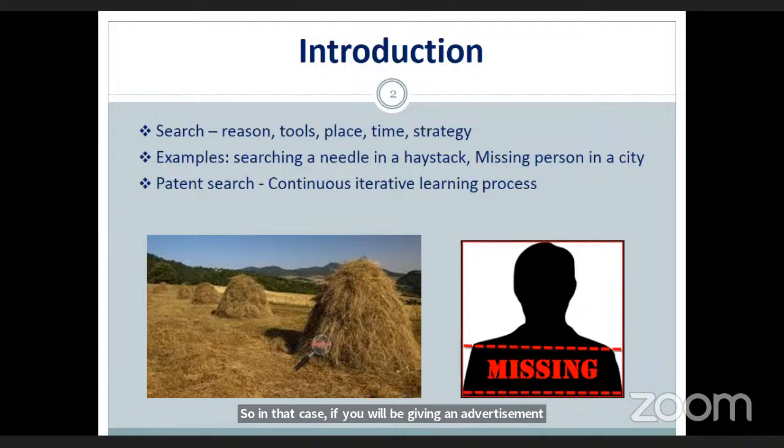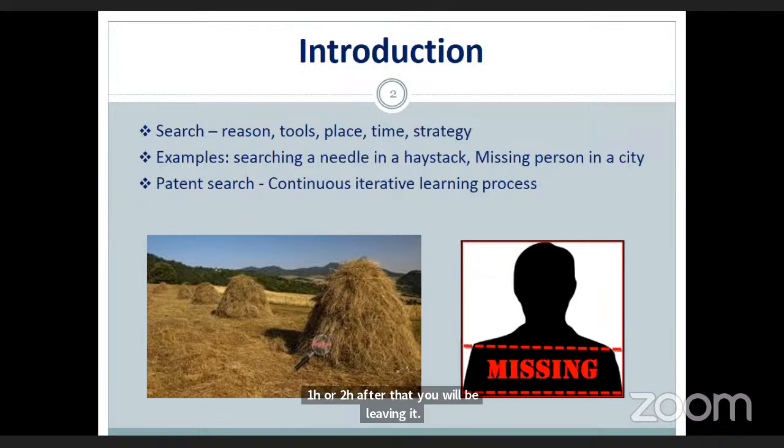In that way, the missing person can be identified. So time also plays an important role. Suppose you are searching for a needle in a haystack. You will search for 1 hour or 2 hours, and after that you will leave it. You will not be searching after 1 year in the same haystack. So time is an important parameter in certain cases.